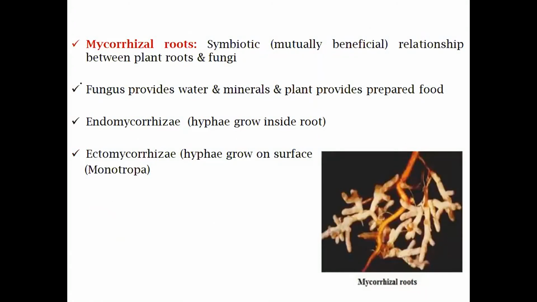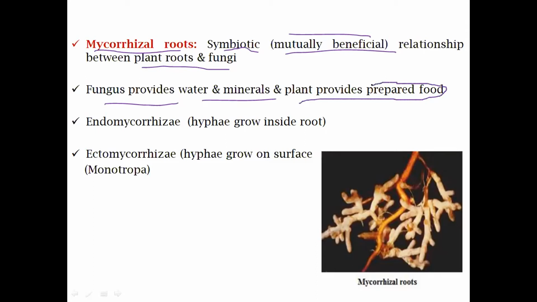The next type of roots are mycorrhizal roots. They form a symbiotic relationship, which is a mutually beneficial relationship between plant roots and fungi. In this relationship, fungus provides water and minerals, and the plant provides prepared food.